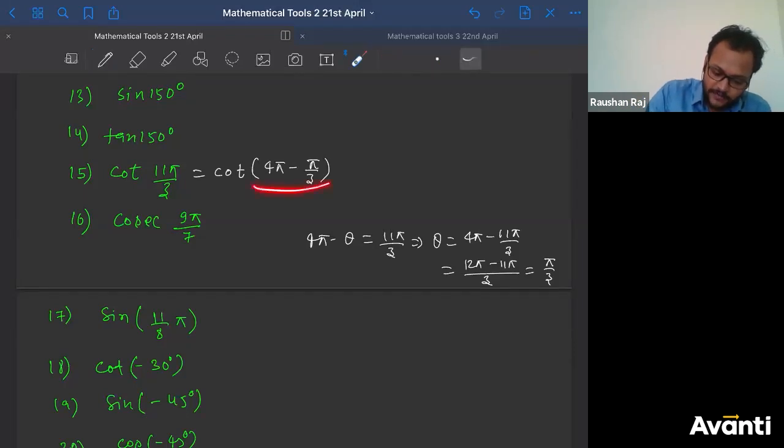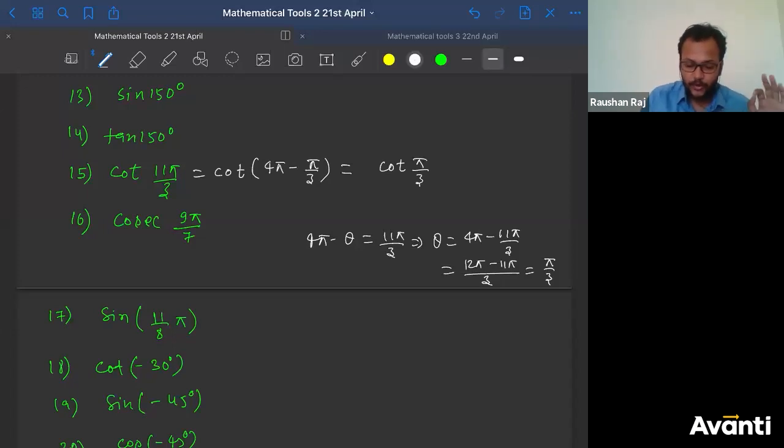Now can I say this is in the form of n pi minus theta, where theta is acute? Good. So copy the trigonometric ratio, cot, into acute angle, pi by 3. Now go to the sign of it. In which quadrant is the angle lying? Fourth quadrant. In the fourth quadrant, do we have a positive sign for cot? No. So minus sign. Correct? What is cot pi by 3? Pi by 3 is what? 60 degrees. Cot 60 is what? 1 by √3. So the correct answer is minus 1 by √3.